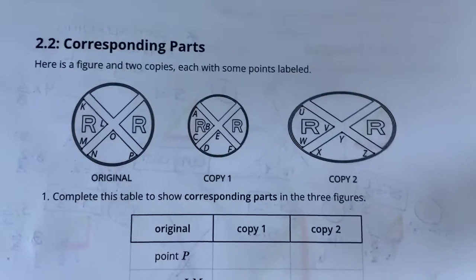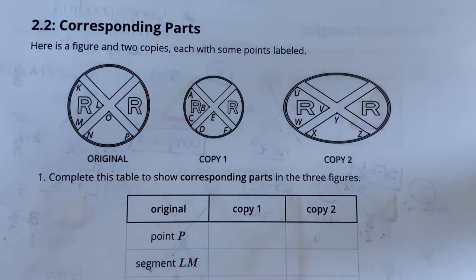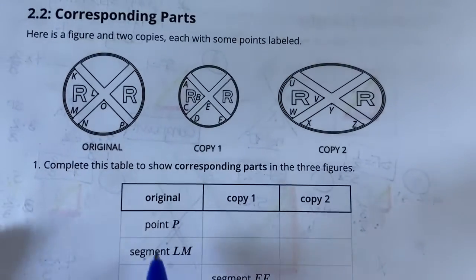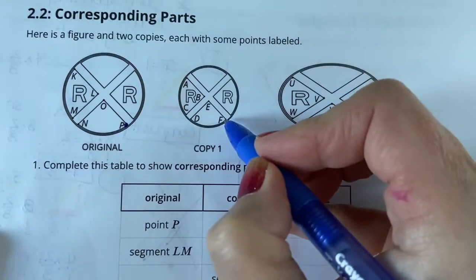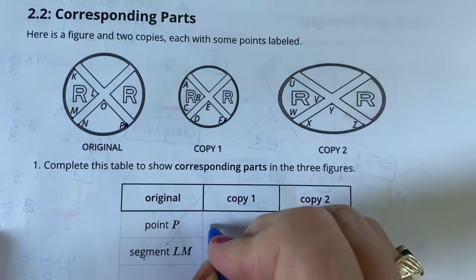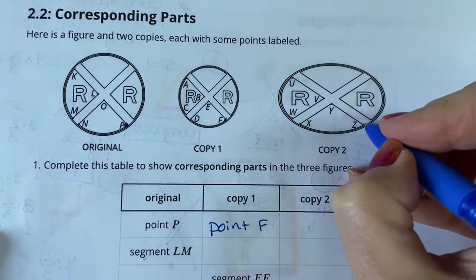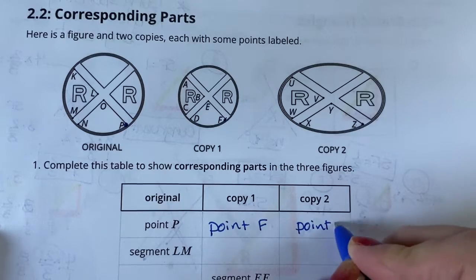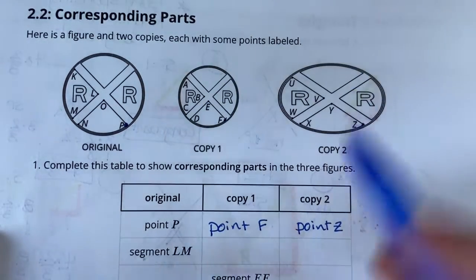I kind of went out of order, but that's okay. All right, so this just says corresponding parts. So let's look at this. It says here's a figure in 2 copies with some points labeled. So on the table, it says point P, which is right here, on copy 1 matches up with point F, and on copy 2 matches up with point Z. Okay, so my points line up, so that's good.